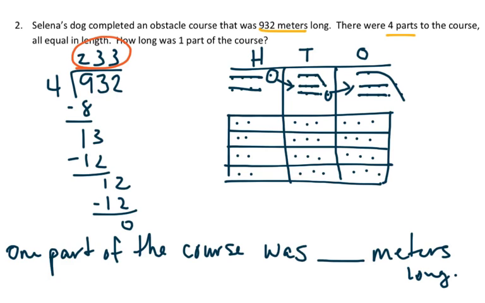There are no remainders, but I have 2 in the hundreds place, 3 in the tens place, and 3 in the ones place, because I'm looking at one of those rows. So the correct answer is one part of the course was 233 meters long.